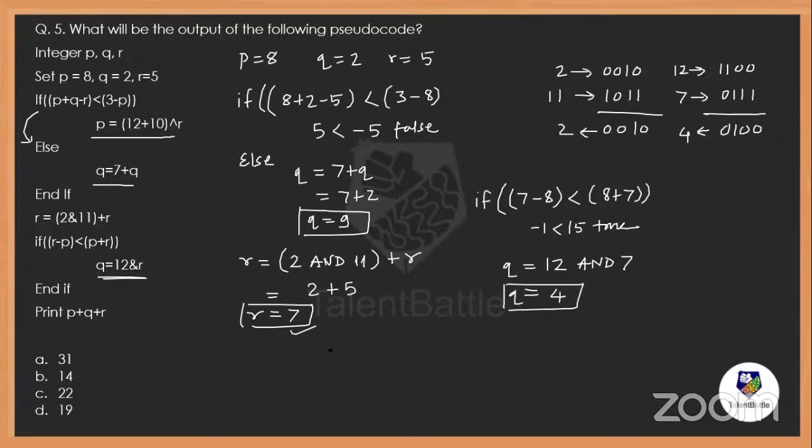Now they have asked us to print P plus Q plus R, the final result. So the latest value of P, that is 8, because the if expression has not modified that value, plus the latest value for Q, which is 4 now, plus R will be 7. So that will be 19. So the answer is option D.